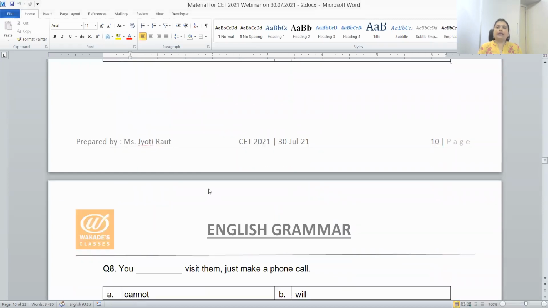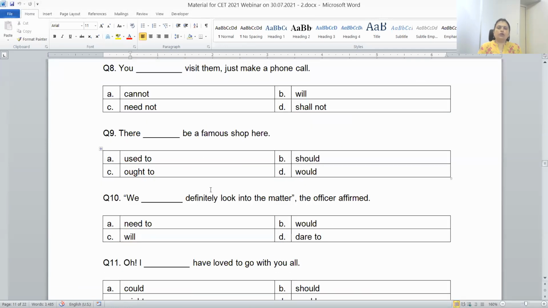Now, children, 8. You dash visit them. Just make a phone call. What will be the answer, children? You need not. Yes. No, you need not, beta, not cannot. You need not means there is no necessity. You need not visit them. You can just make a phone call. Okay. Number 9. There dash be a famous shop here. Children, used to, yes. There used to be a famous shop here, perhaps not there anymore today.